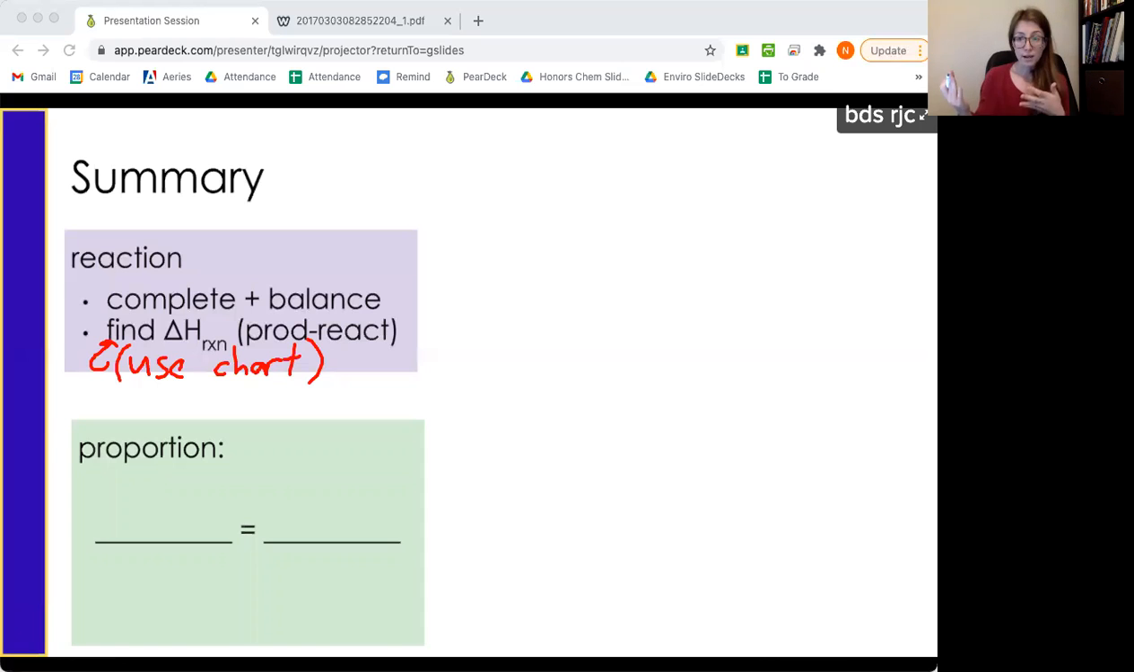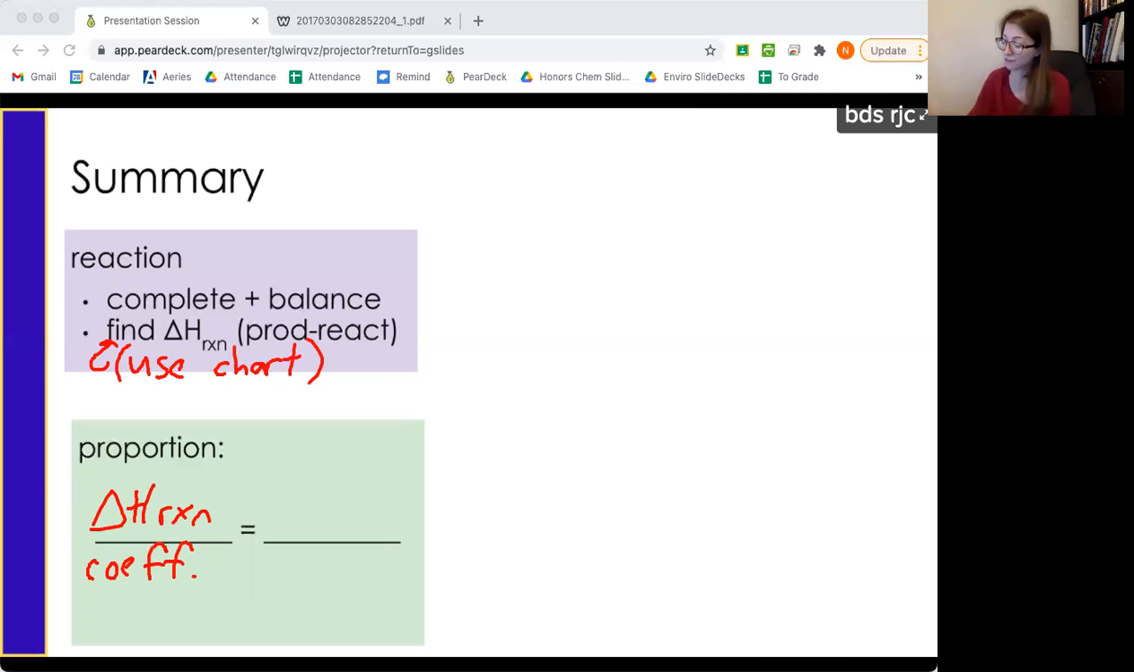At some point, you're also going to be able to do a proportion. It was not the second thing we did today. If we tried to do the proportion second today, we would have gotten stuck because yes, we put the heat of reaction here, the one we just found after completing and balancing, and it goes over some coefficient from that reaction.